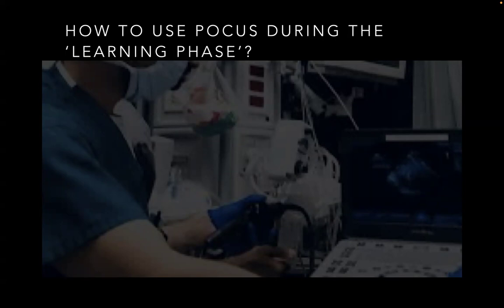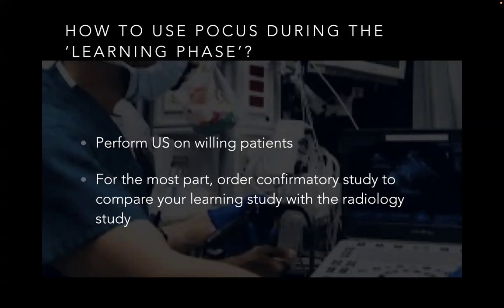So how do you use POCUS during the learning phase? During this phase, you'll be performing point of care ultrasounds on willing patients, perhaps patients that already have pathology, or on patients that you're already going to order a confirmatory study. That way you can compare your learning study with the radiology scan and see if it matches.